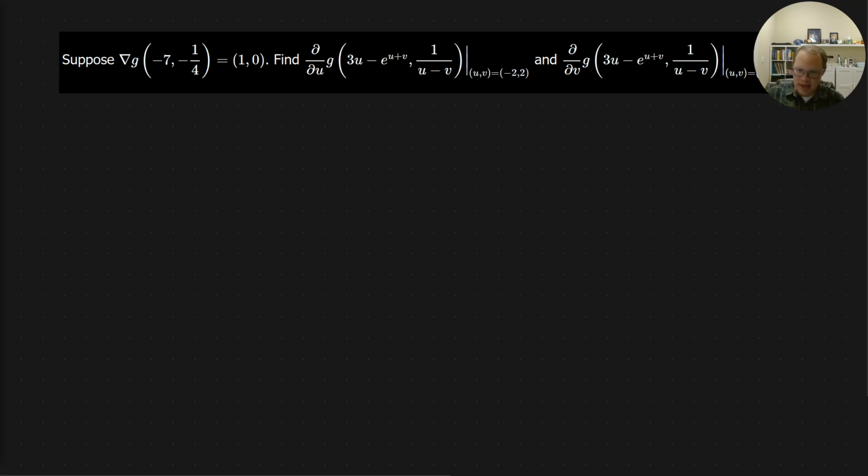Let's take a look at just one more example. Here is another example where we cannot solve this using direct substitution. We do not have enough information. We do not know exactly what function g is. We have to use the chain rule for this problem. So we know that the gradient of g at some particular point gives us 1, 0. We want to find the partial derivative of a function g with respect to u, and we want to find the partial derivative of function g with respect to v, both at the particular point where u and v is equal to -2, 2.